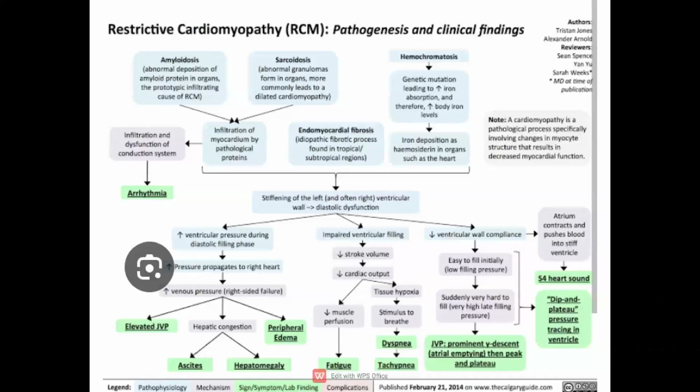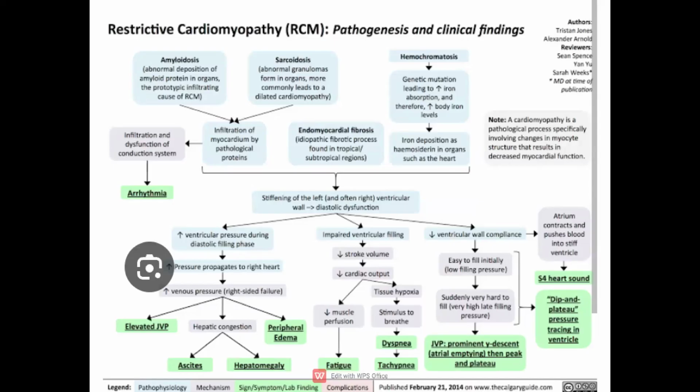Okay, this is just a pictorial diagram summarizing the pathogenesis and some of the clinical findings that can be seen in patients with restrictive cardiomyopathy. Looking at the left upper part, we have amyloidosis, sarcoidosis.